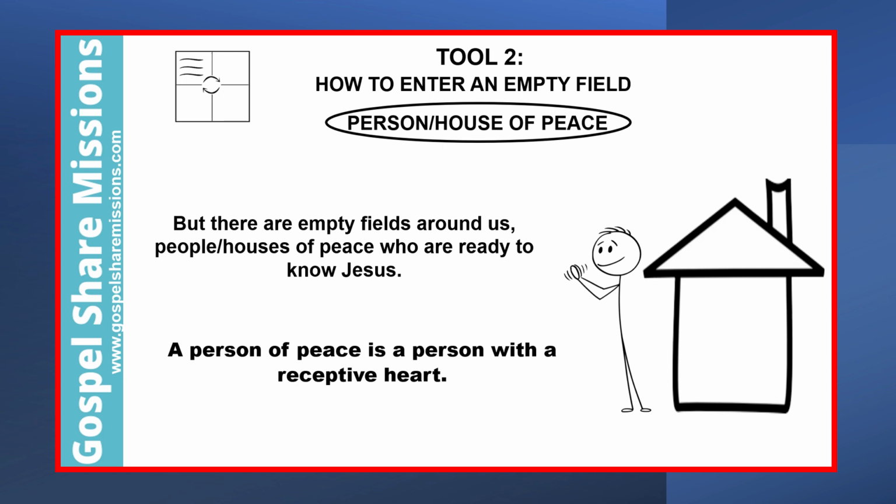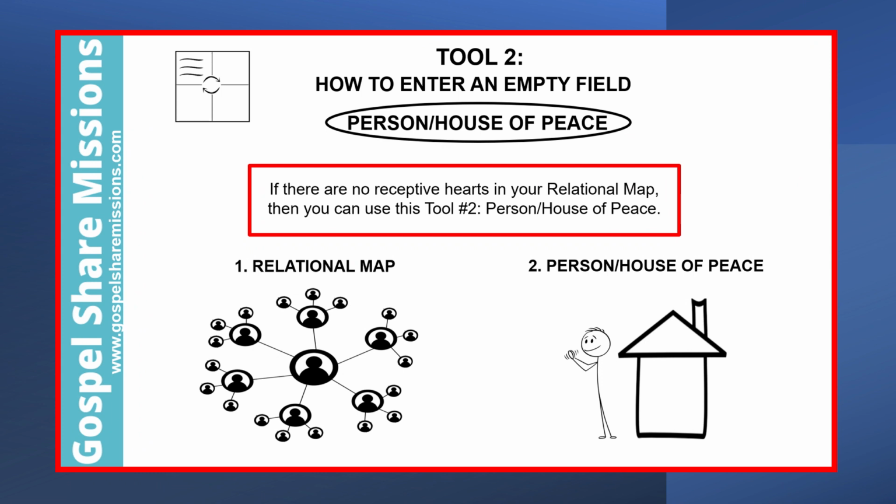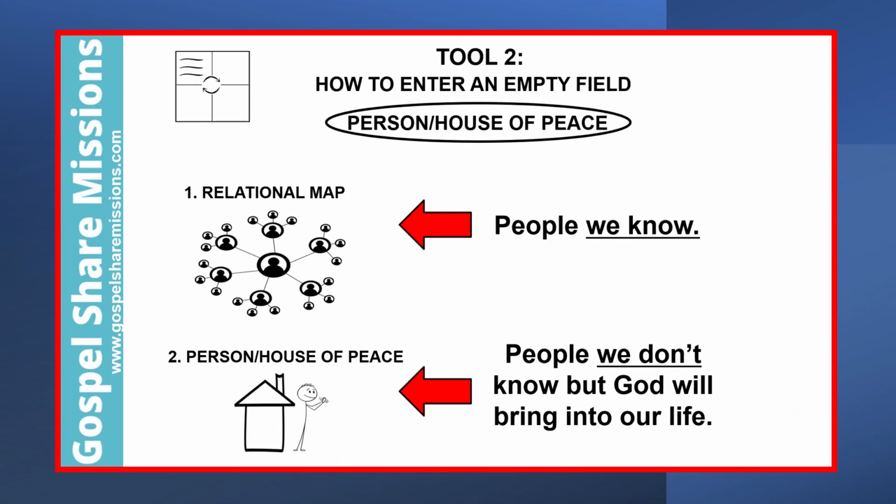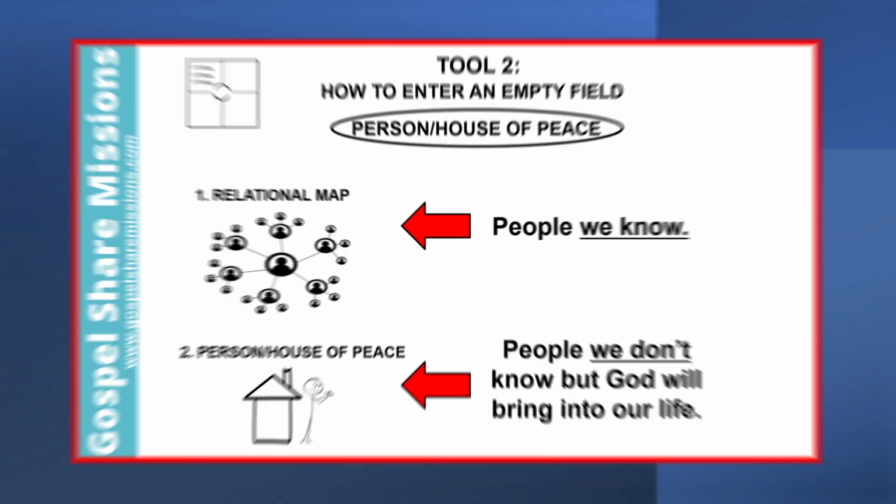A person of peace is a person with a receptive heart. If there are no receptive hearts in your relational map, then you can use this tool number 2, Person, House of Peace. In the relational map tool, these are people we know and relate to. But in the Person, House of Peace tool, these are people we don't know but God will bring into our life.